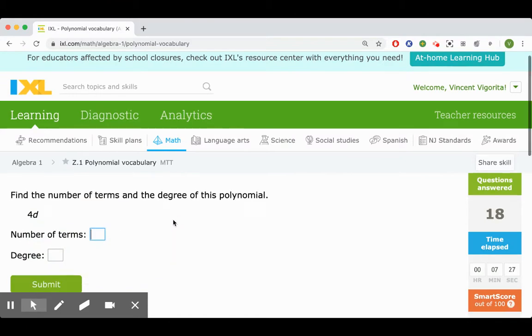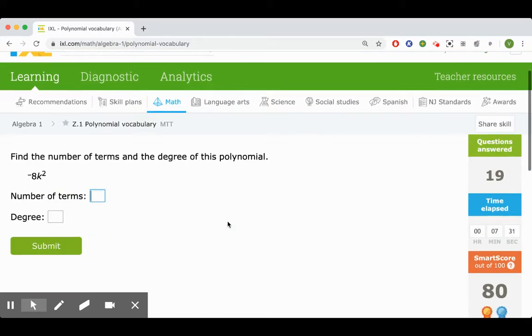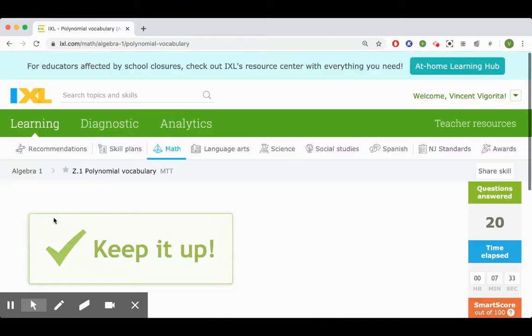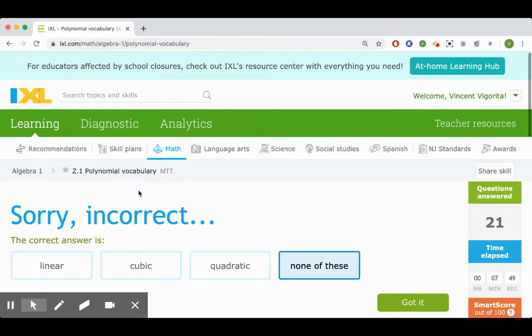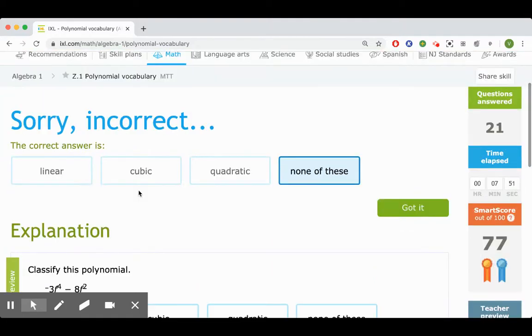All right. Number of terms 1, degree is 1. Number of terms 1, degree is 2. Okay, this is a new kind. Now, they want you to classify this polynomial, but if you notice, you don't see monomial, binomial, trinomial. I'm going to get this one wrong. I'm going to say it's cubic. Okay, the answer is none of these.